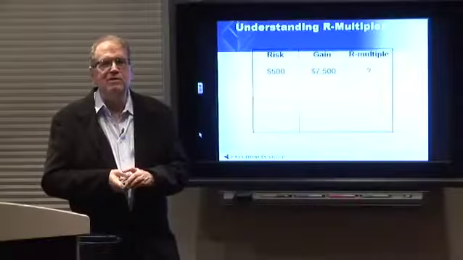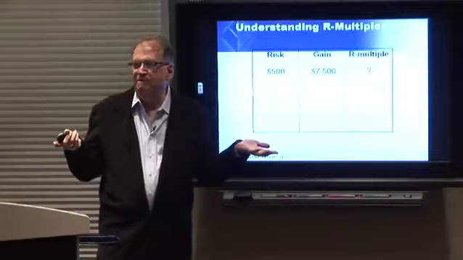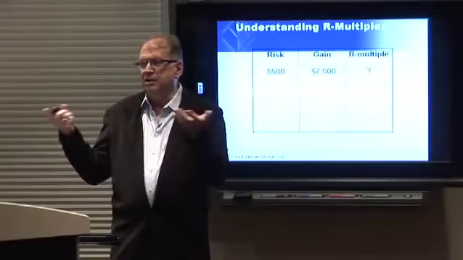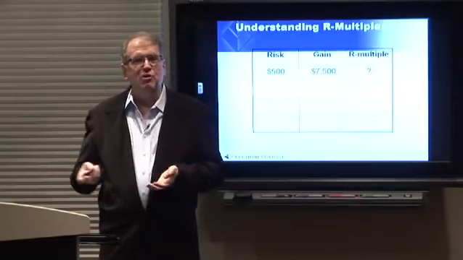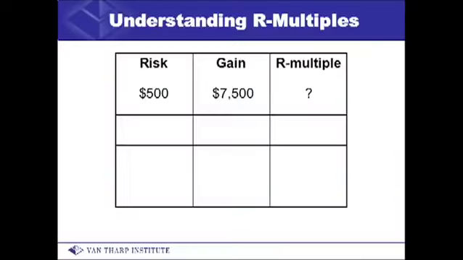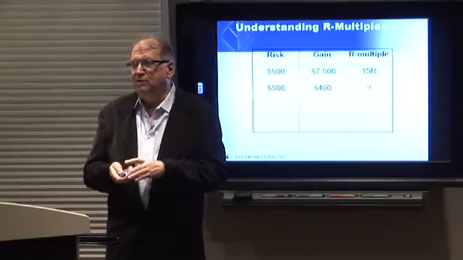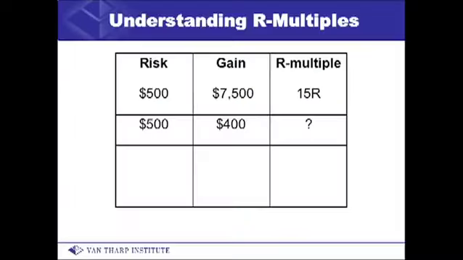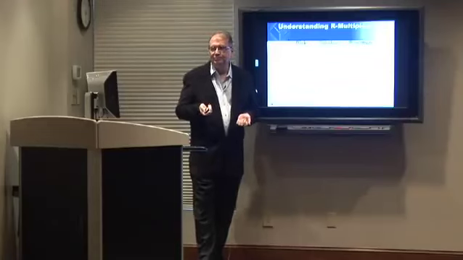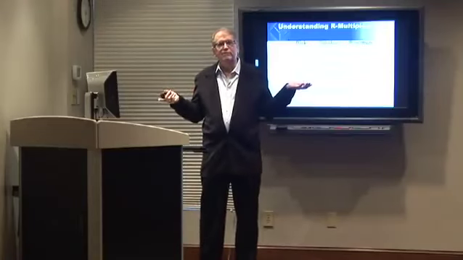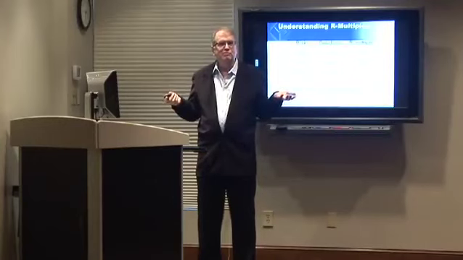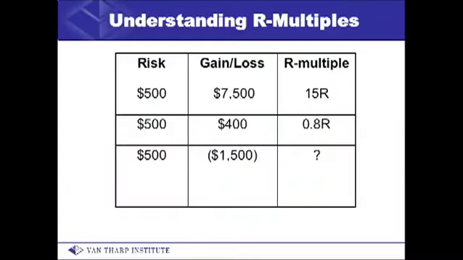So let's make sure you understand this. So here we have a $500 risk. Your gain is $7,500. What's your R multiple? You should be able to come up with an answer. 15R. So your next risk, you risk $500, your gain is $400. What's your R multiple? 0.8R. How about now you have a $1,500 loss with an initial risk of $500. What's your R multiple? Minus 3R.